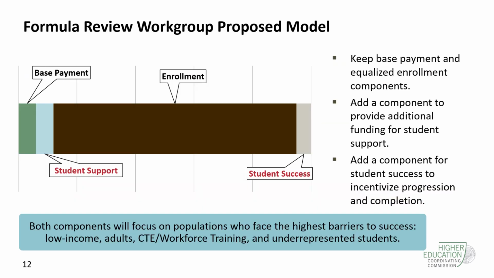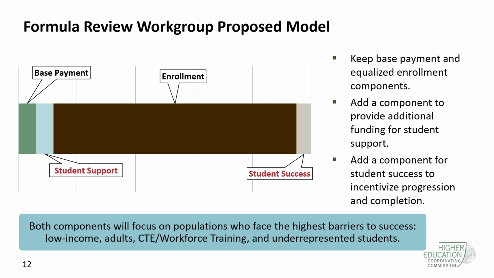So at the end of the work group process, the work group membership itself proposed a new model, a couple of key changes to the existing model. They recommended keeping the base payment and equalized enrollment components as is, and distributing the majority of the funding through those components. However, they recommended that we add 2 additional components. One would provide additional funding for student support, and one would provide additional funding to incentivize progression and completion, or would focus on student success.